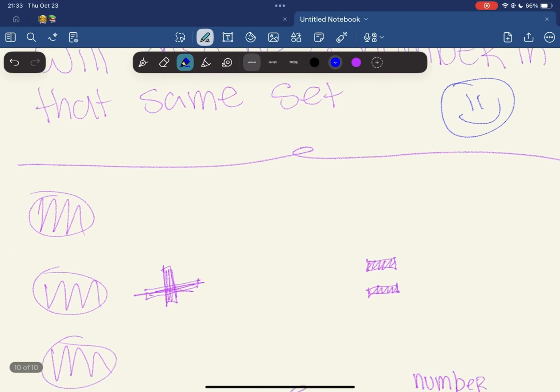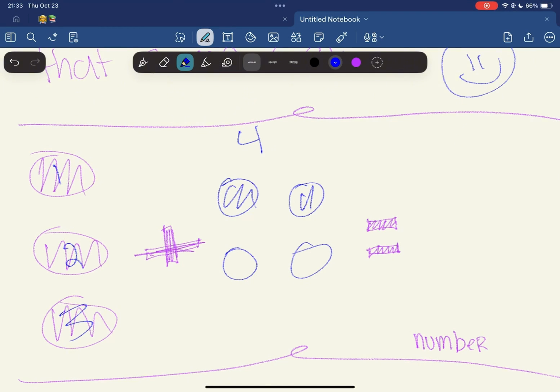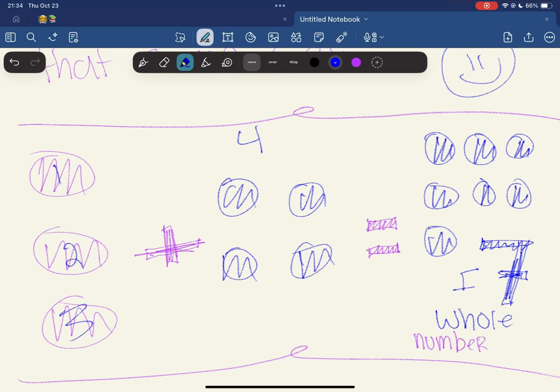So knowing this, we are now going to use counters. We have 3 counters here like I drew on the side beforehand. Usually we'd use manipulatives, but we are on our iPad today, so now we're going to add 4 counters, which is going to equal, of course, 7, because we have 1, 2, 3, 4, 5, 6, 7. I'm going to color these back in, and this equals 7. And so 7 is also a whole number.